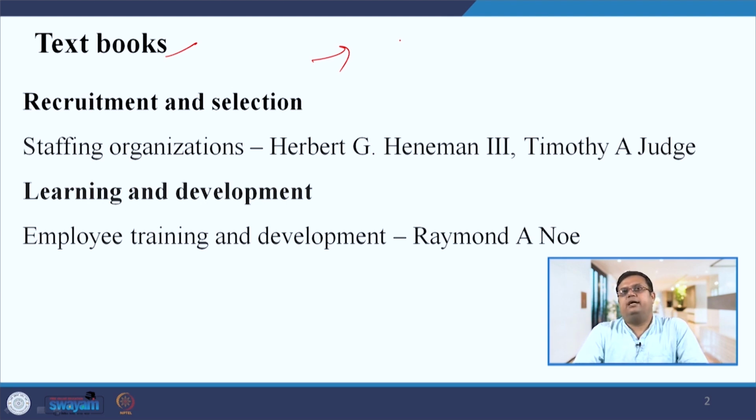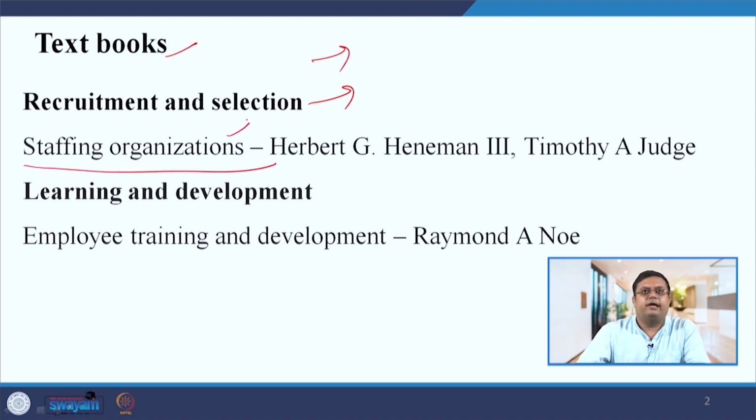And for what purpose have I used these books? I have used these books for two purposes. First purpose is to understand the concepts and processes related to the functions. So, if I want to understand what recruitment is, then I have gone through this Staffing Organization book. And after developing the understanding of what recruitment is, I have developed the matrix related to recruitment and selection.